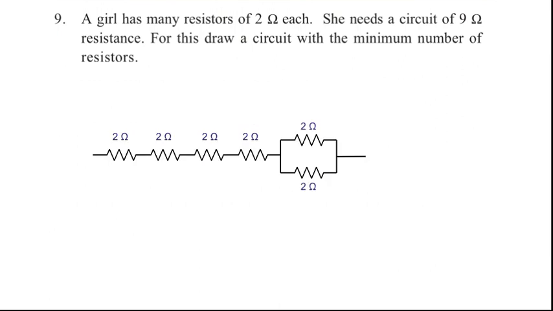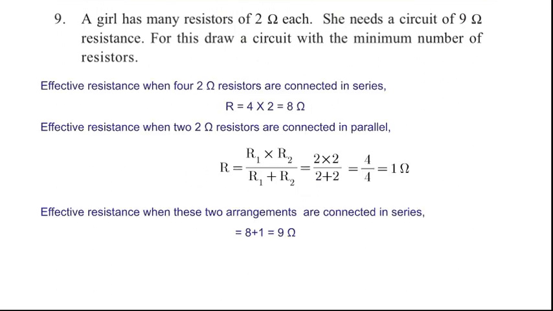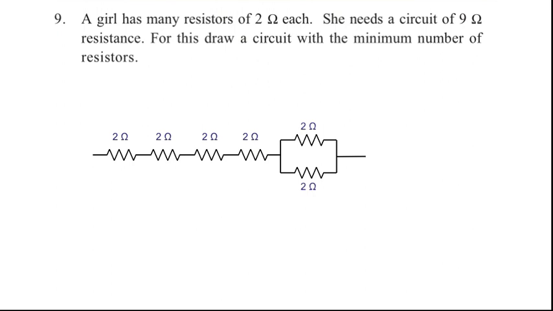That is, you can see the figure. Here you can see 4 2 ohm resistors are connected in series, so the effective resistance of this part will be 8 ohm, and 2 2 ohm resistors are connected in parallel. Effective resistance of this arrangement will be 1 ohm. So these two arrangements are connected in series. So in total, the effective resistance will be 9 ohm.